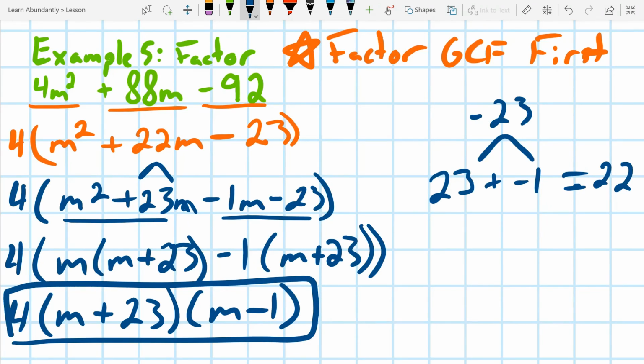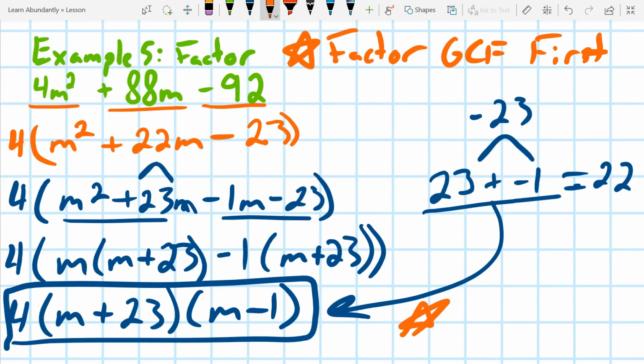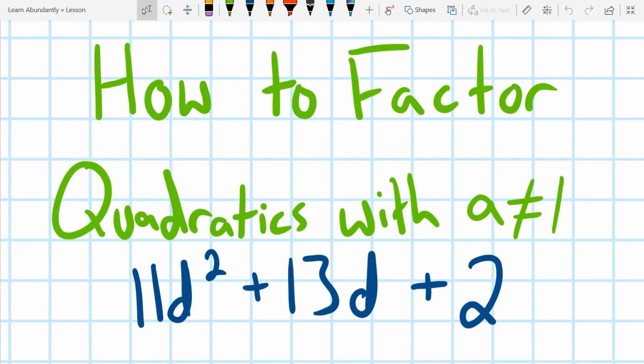And that's my answer. Now remember, if we don't have a lead coefficient, and we didn't in this one, we could have just jumped right from here straight to the answer. You will notice, however, that that 4 had to come there. So since I factor out GCF first, I need to remember to write the GCF. GCF, greatest common factor. Today we learned how to factor quadratics with a lead coefficient that's not 1.